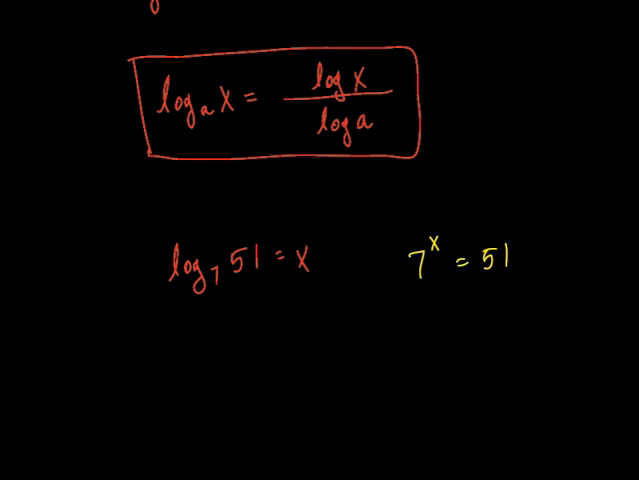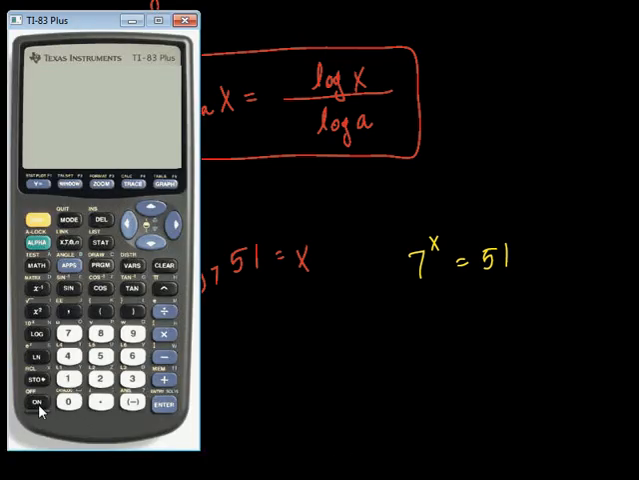Well, we could sit there and go 7 to the 2.1. Let's see what that's equal to. Let's try that. All right. Watch. 7 to the, what do we say? 2.1. Let's see what that is. Oh, that's all the way to 59. So what do you think x is going to be? Probably a lot smaller than that, right?